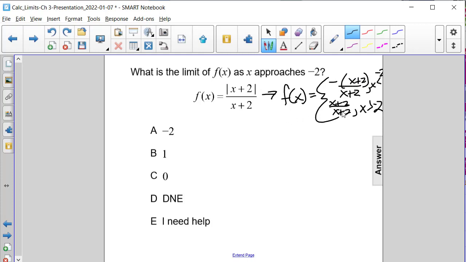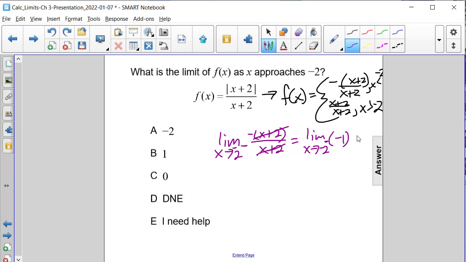All right, so now that we have our piecewise function, we can then take the limit of -(x plus 2) divided by x plus 2 as x approaches -2 from the left. Well, we can see that this factor x plus 2 occurs in both the numerator and denominator, so this is equal to the limit of -1 as x approaches -2 from the left. Well, the limit of any constant is that constant, so we have -1 for this value.